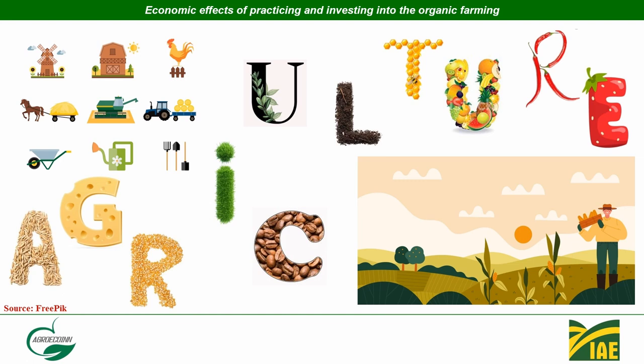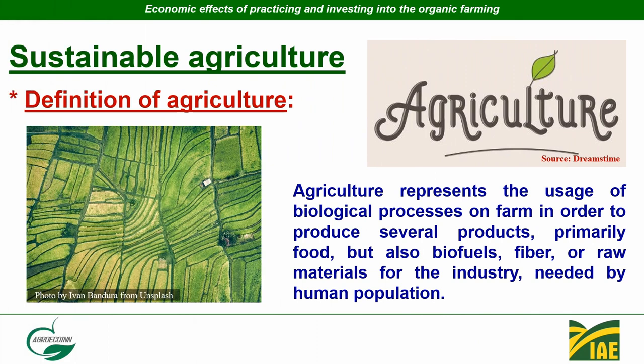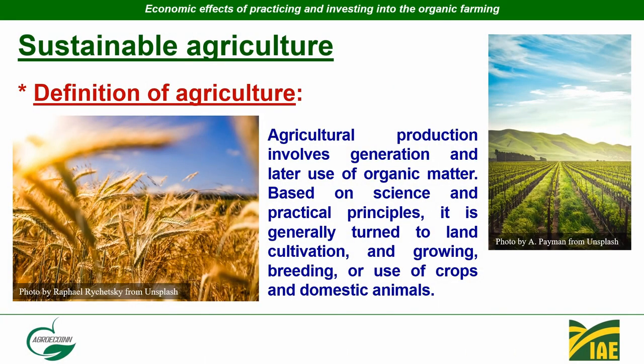Prior to definition of sustainability of agriculture, the term agriculture needs to be defined. As a set of economic activities, agriculture represents the usage of biological processes on farm in order to produce products needed by people, primarily food, but also biofuels, fiber, or raw materials for the industry. Essentially, it involves generation and later use of organic matter.